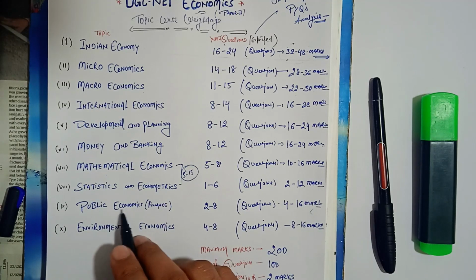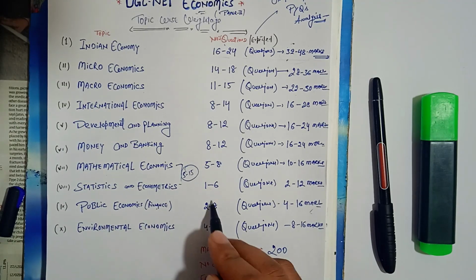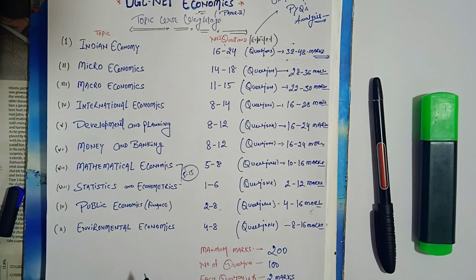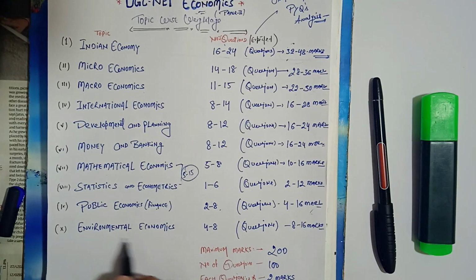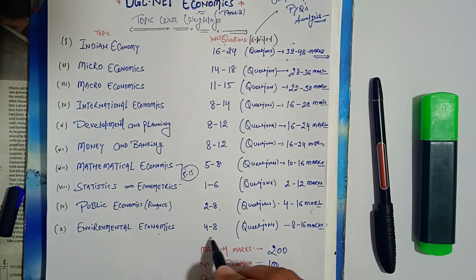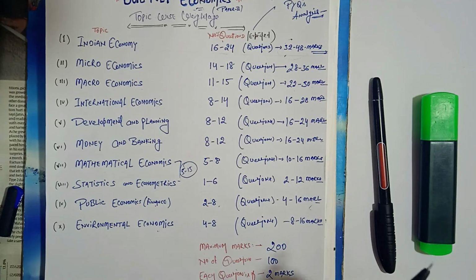Another important one is public economics. From this, 2 to 8 questions come. The other one is environmental economics, from which 4 to 8 questions come.